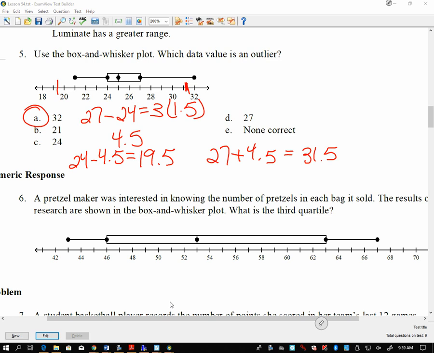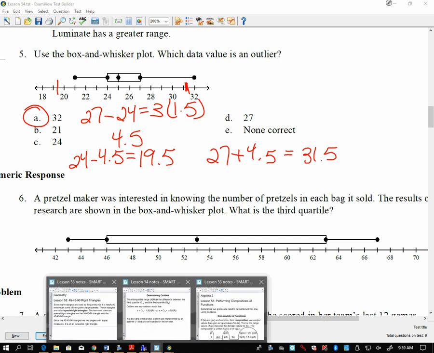Going once. Going twice. 7. Okay, 7. All right, number 7 takes place on page 348. Let me pull up a blank page here.